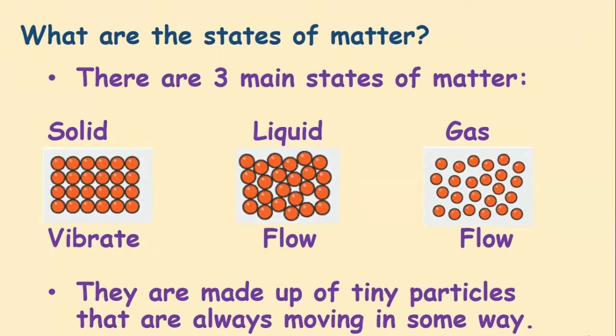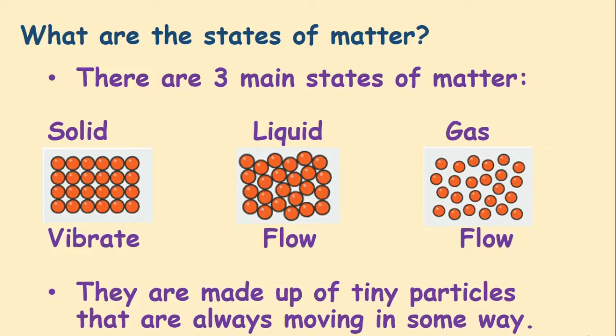Now we will be asking ourselves, what are the states of matter? There are three main states of matter. These are solid, liquid, and gas. They are made up of tiny particles that are always moving in some way. So you can see that the solid particles vibrate, the liquid and gas particles flow.